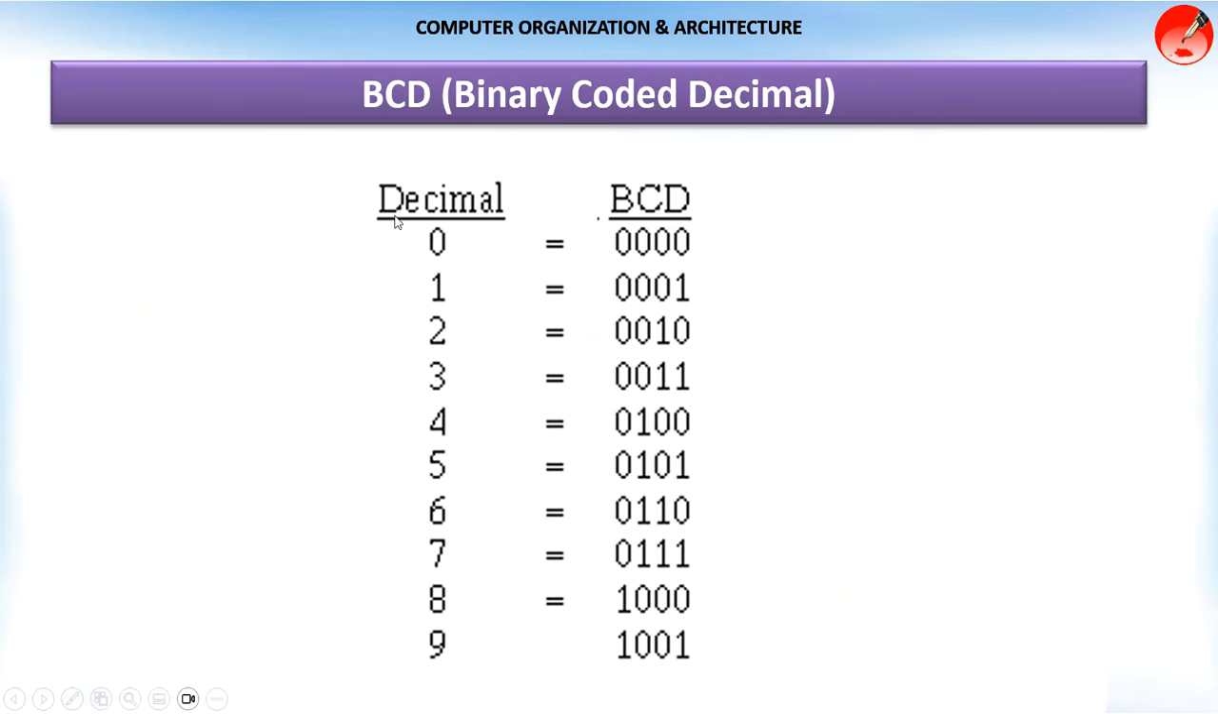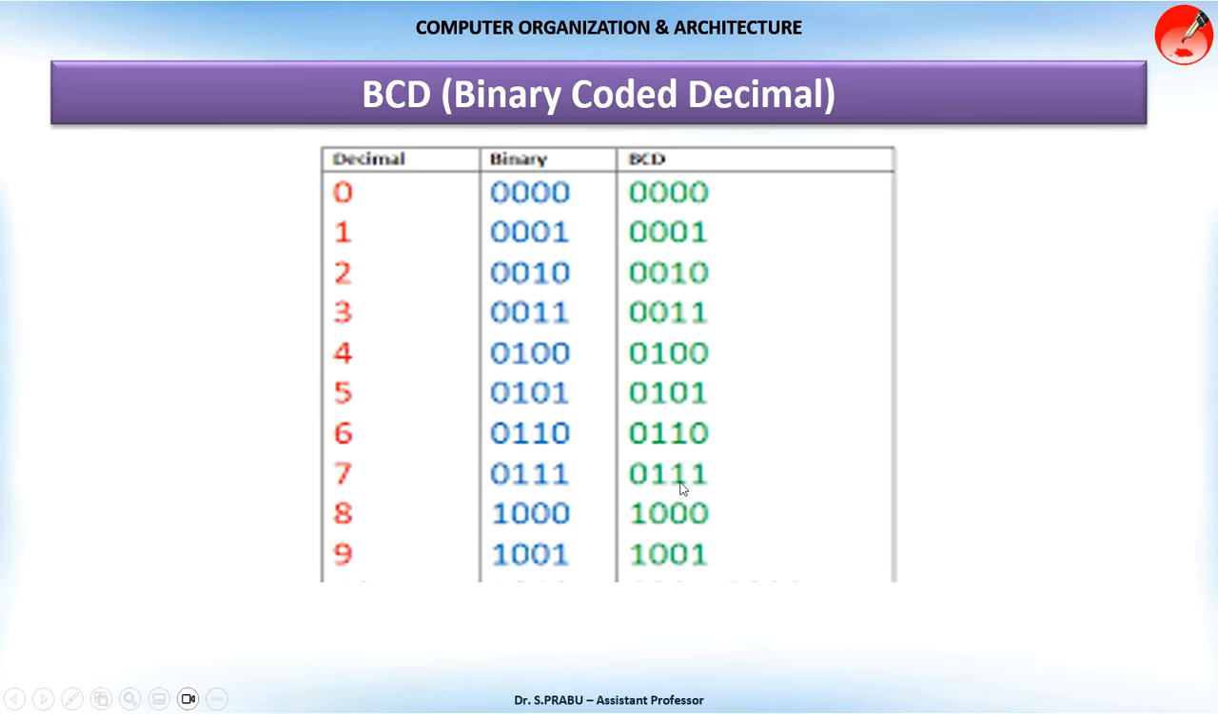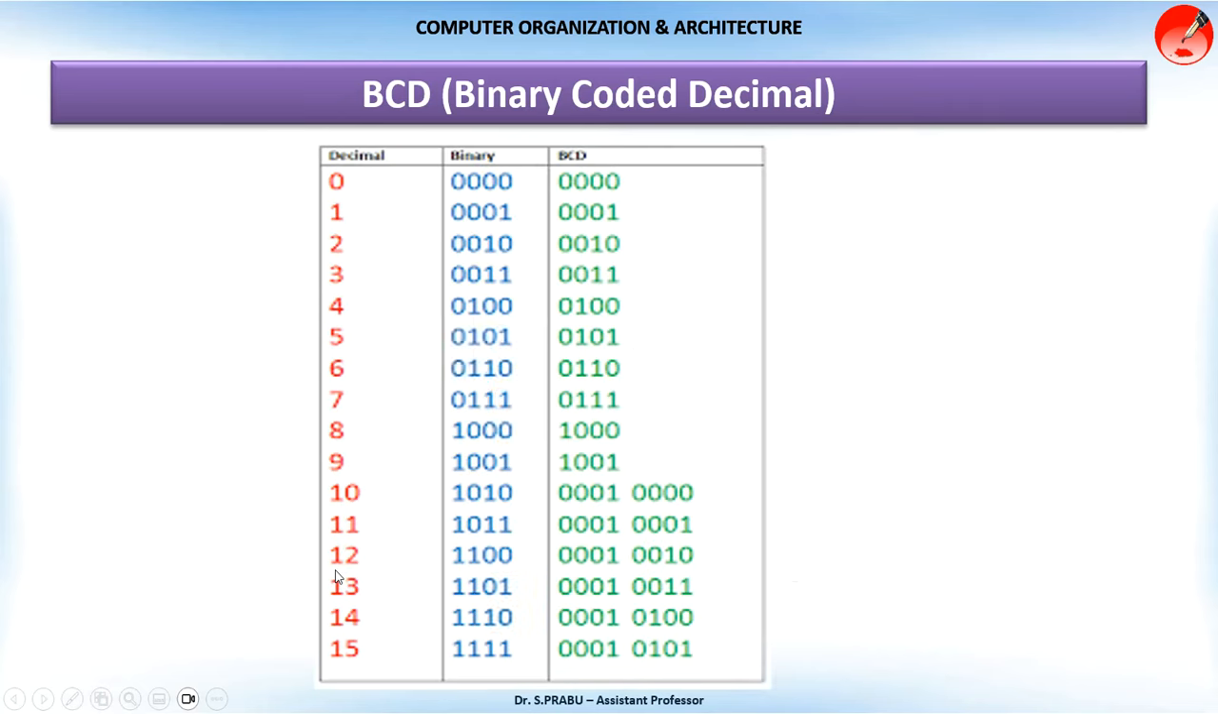Let's compare the decimal number and the equivalent BCD. This BCD number is almost similar to the 4-bit binary number from 0 to 9. After that, 10 can be written in this way in binary. But in BCD, 10 is a 2-digit number. So 1 can be written in the 4-bit format, and 0 can be written in the 4-bit format. So this is the main difference between a normal binary number and a BCD number.